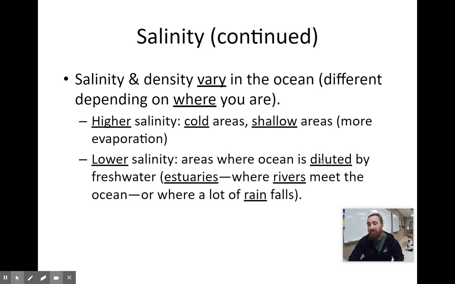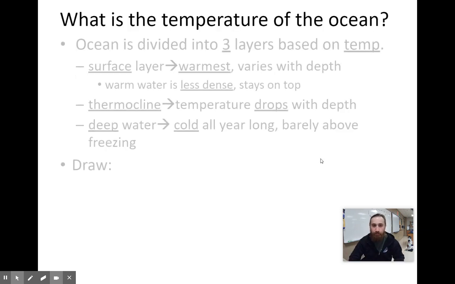Now, lower salinity areas are where the ocean is diluted by fresh water. So there's these things called estuaries. This is really where a river meets the ocean or where a lot of rain falls. That fresh water mixing with that salt water is going to make an area with less salt water because you're adding high density plus low density and mixing it all up. It's going to give you a difference when it comes to salinity.